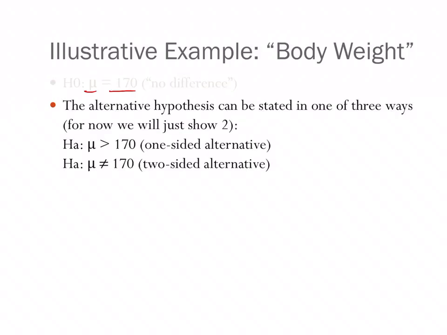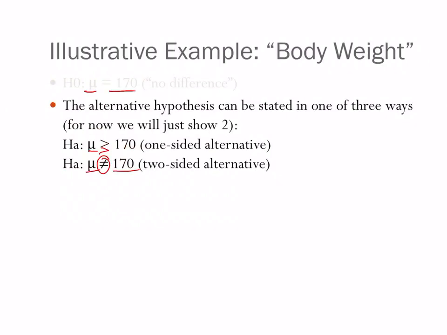And the alternative hypothesis can be stated in one of three ways. For now, we're just going to go over two. It can be stated that mu is greater than 170, a one-sided alternative, or that mu does not equal 170, a two-sided alternative. So here's our test statistic, and I'm going to stop the video here and pick it back up in part 2.